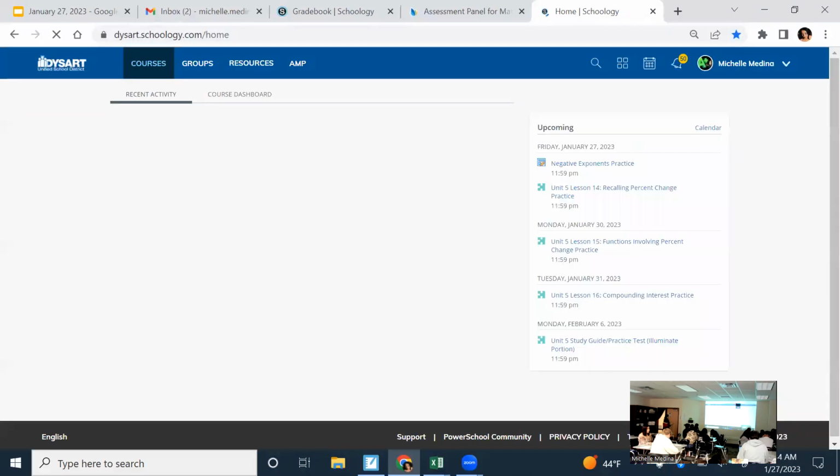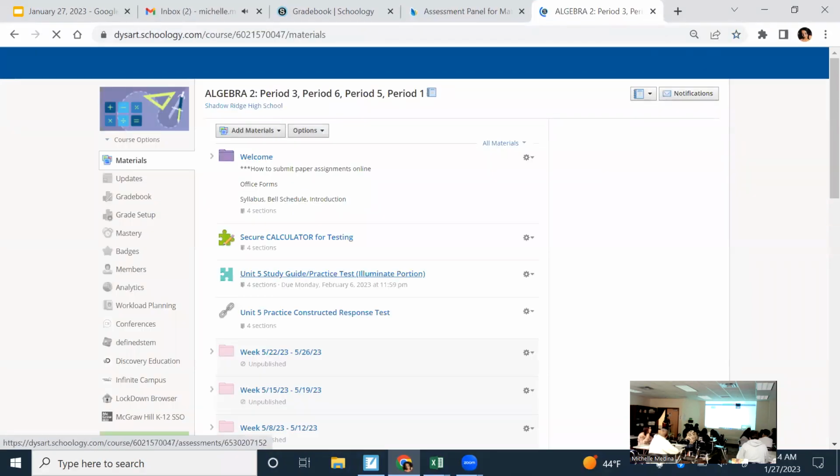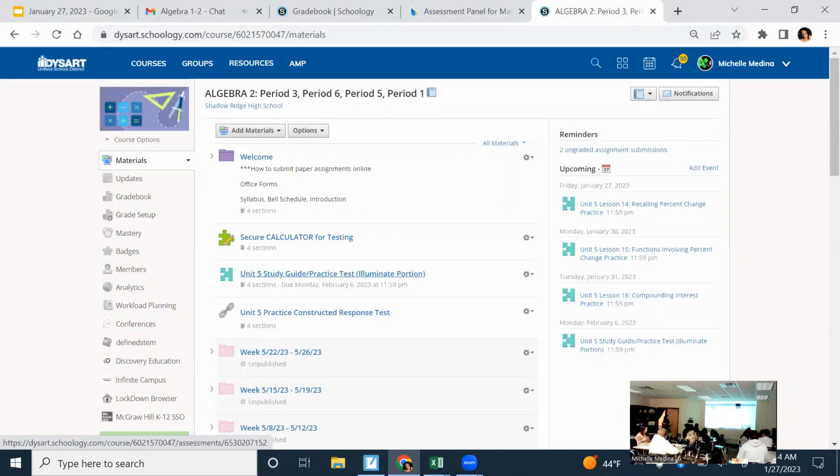Additionally, in Schoology, there's tons of resources that have already been posted for a while now, like the study guide. That's what your test will look like, just with different numbers. And then the other study guide is for the constructed response portion. So we're almost done with unit 5. Questions on anything so far?